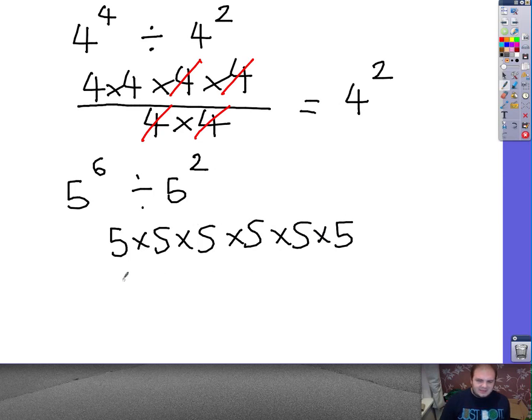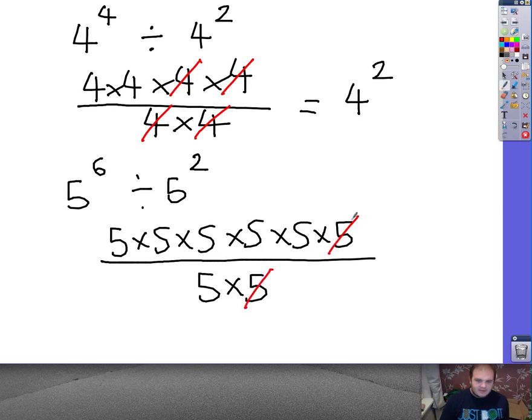They're not S's, they're 5s, and I'm going to divide this by 5 squared, 5 times 5. Okay, do my cancelling again. I'm going to cancel 5 there with a 5 there, 5 with a 5. I'm left with, hopefully what you can see, 1, 2, 3, 4 of them. 5 to the power 4.